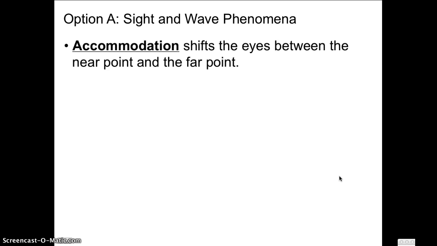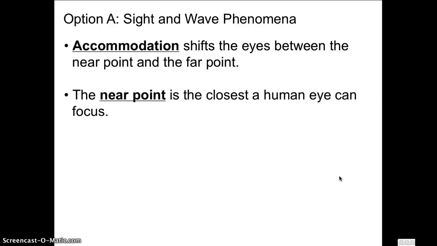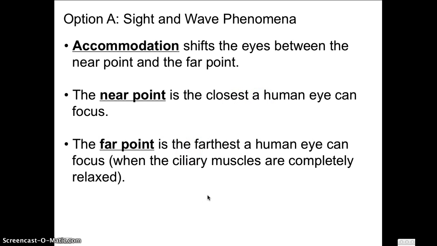So accommodation shifts the eye between what we call the near point and the far point. The near point is simply a definition of the limits of our vision. So the near point is the closest a human eye can focus. The far point is the farthest a human eye can focus. And this is how far we focus when the ciliary muscles are completely relaxed, making a very thin ring and completely stretching out, flattening that lens. So these are just the limits to our vision. That's all this lingo means.